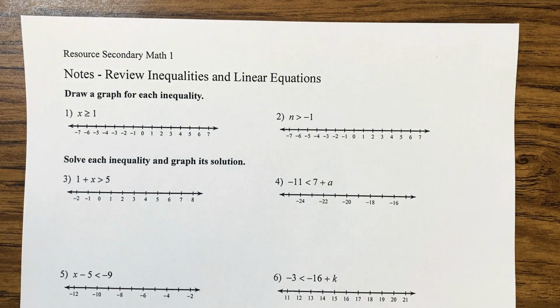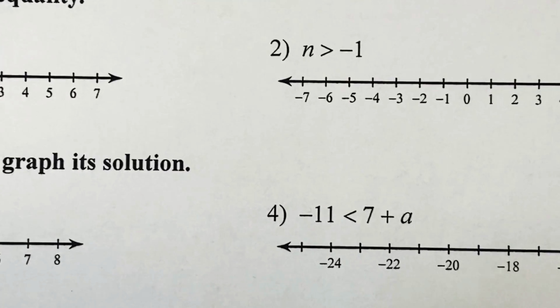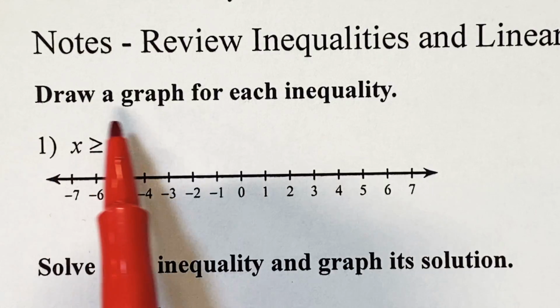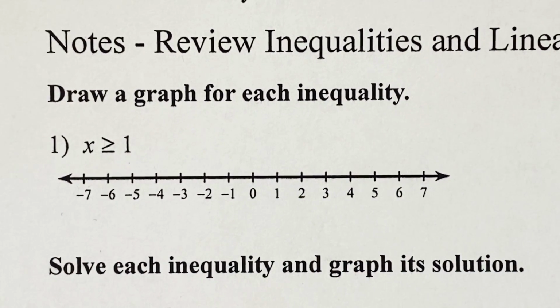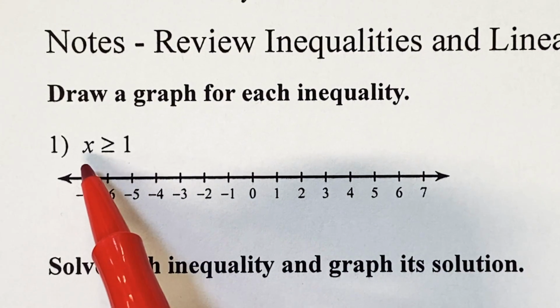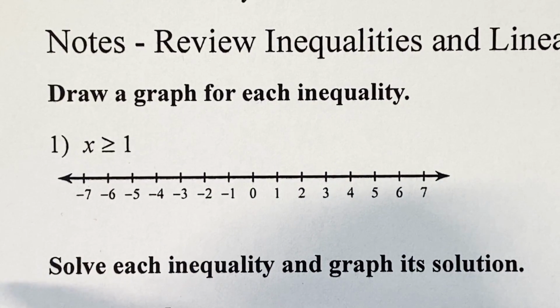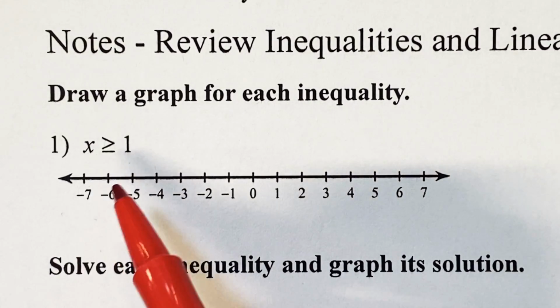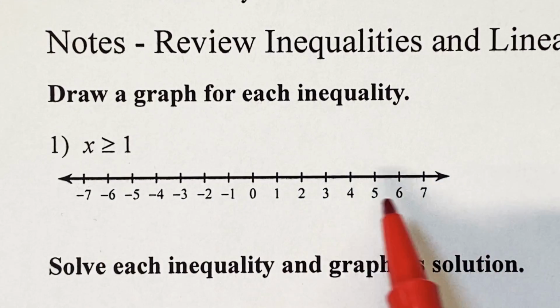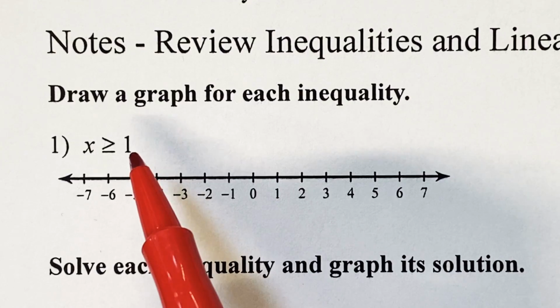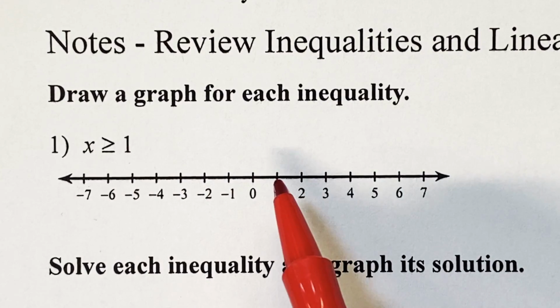So number 1 is asking us to draw a graph for each inequality. Okay, so those are our directions for numbers 1 and 2. For number 1, this is saying that x is greater than or equal to 1, right? So first thing we need to ask ourselves is what number on my number line am I going to put a point? Okay, it's at +1. So I'm going to put my point right there at +1.